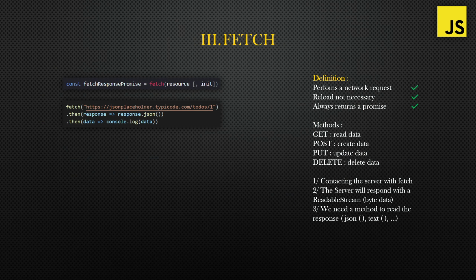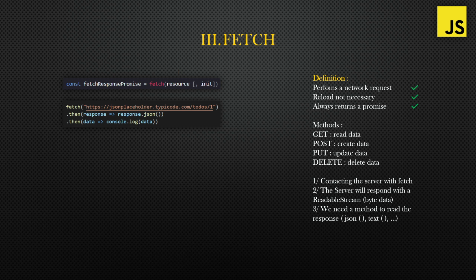Now that we have learned what a promise is, we can look at fetch. Fetch is a very interesting method since you can perform a network request without reloading the page, and it always returns a promise. So let's look at the first parameter called resource. This is typically a URL. In this case, this is fake JSON data. And if no second parameter is provided, the method will be get by default. So you just want to read the data.